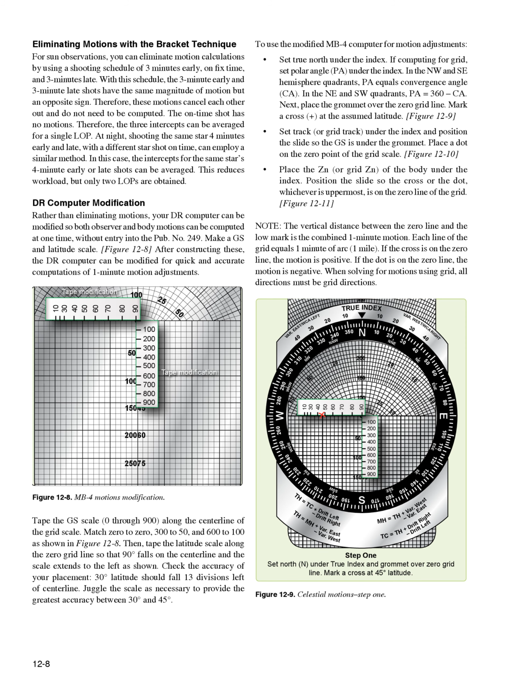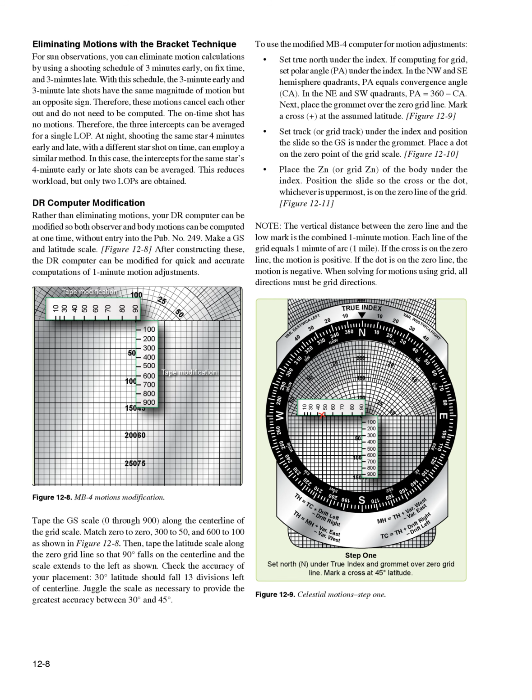DR computer modification. Rather than eliminating motions, your DR computer can be modified so both observer and body motions can be computed at one time, without entry into the Pub. No. 249. Make a GS and latitude scale, Figure 12.8. After constructing these, the DR computer can be modified for quick and accurate computations of 1-minute motion adjustments.